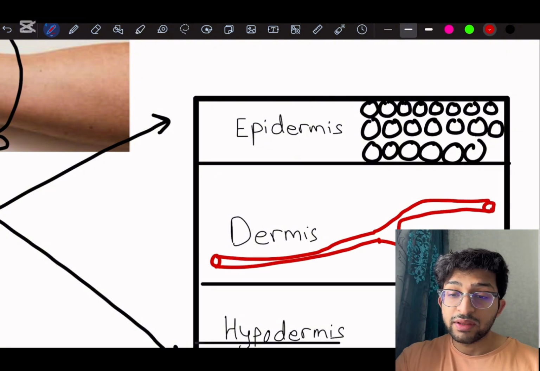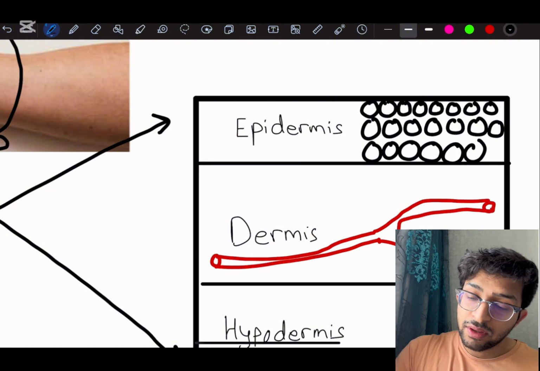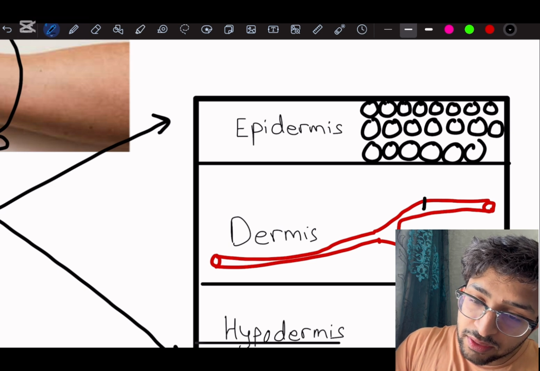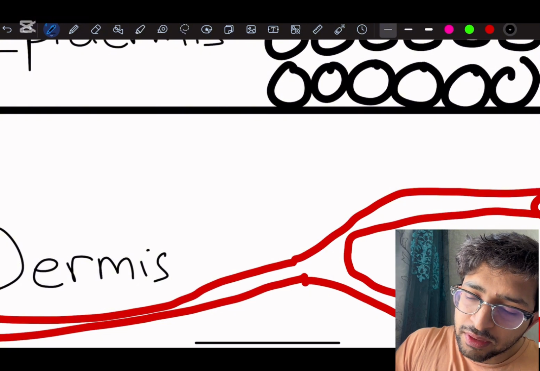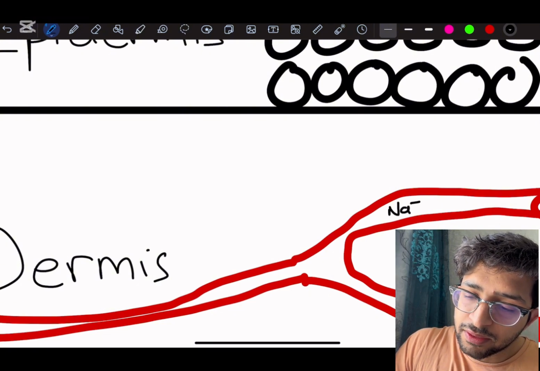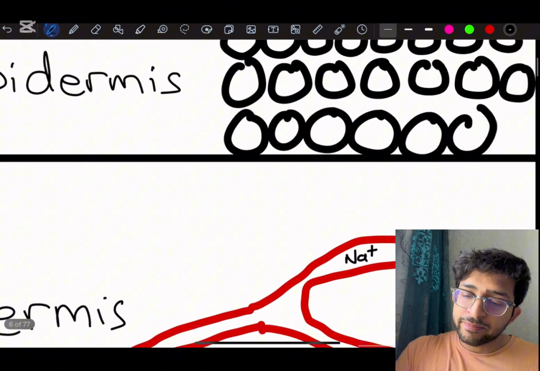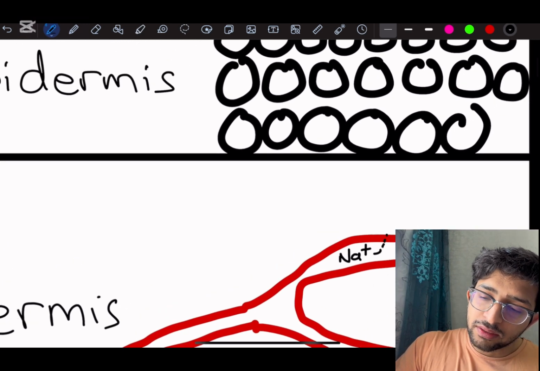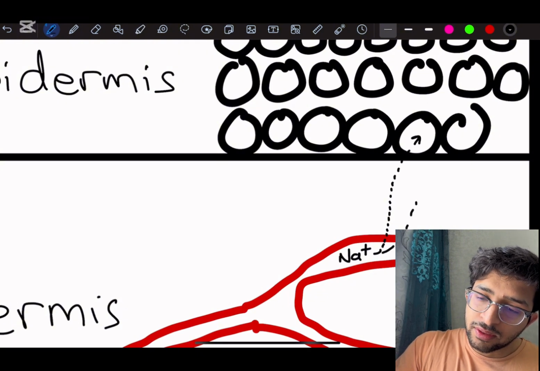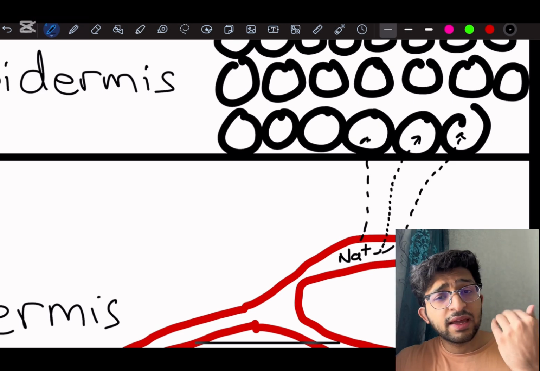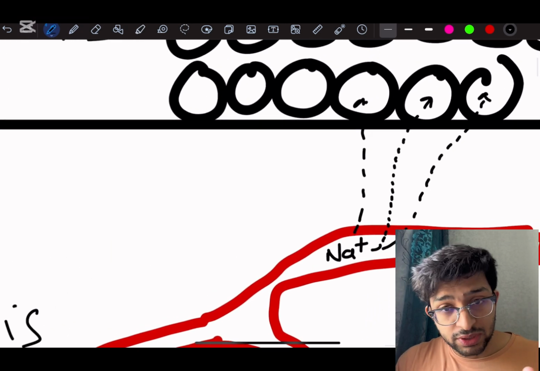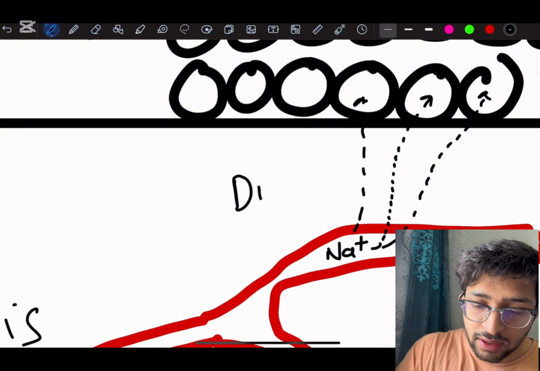Now there is a process in our body which we call diffusion. For example, suppose there are nutrients, let's say sodium, and sodium wants to enter over here. How will they go? They will go from this to this. They go inside the epidermal cells via a process which we call diffusion.